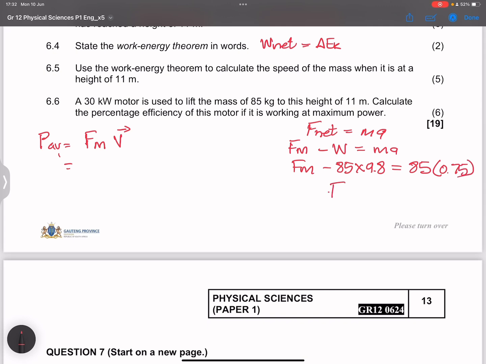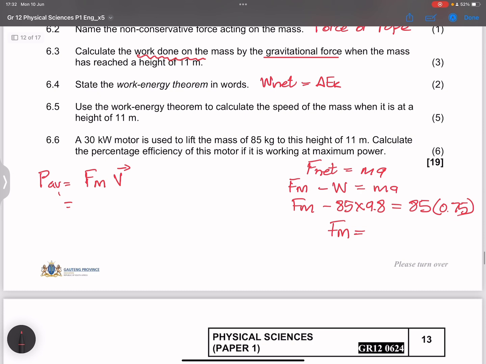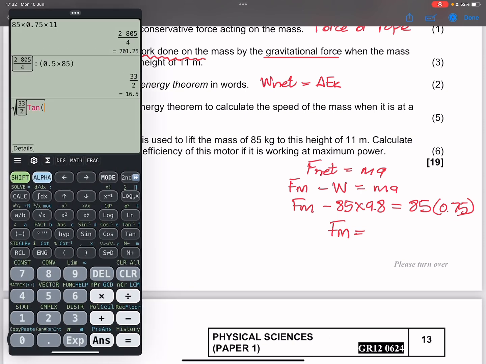And I believe we actually calculated this earlier, but we removed it at some point. So we said this is 85 times 9.8, right? If I take this to the other side, it becomes positive, plus this is 85 times 0.75. So I am actually looking for the force due to the applied force of the motor, 896.75 newtons. So this is the force that the motor exerts on this object.